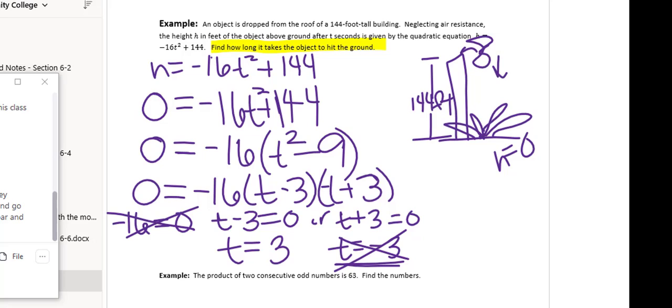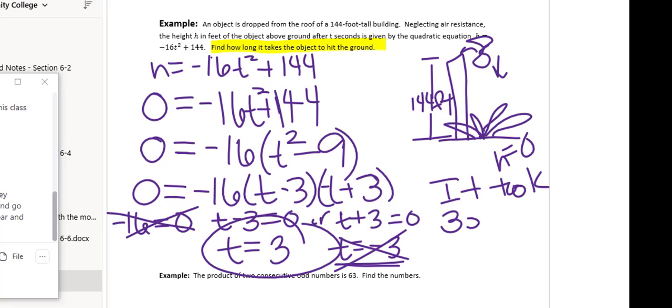But does it make sense that if you drop a water balloon, or any object, from the top of a building, it takes 3 seconds to hit the ground? Yeah, it does. So our answer is t equal to 3, or it took 3 seconds to hit the ground. And that would be our answer.